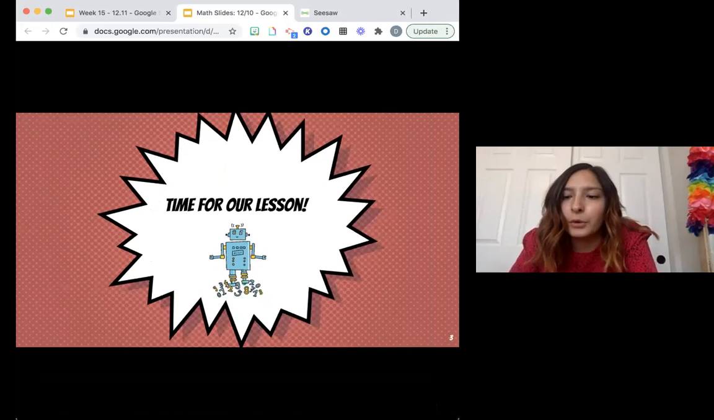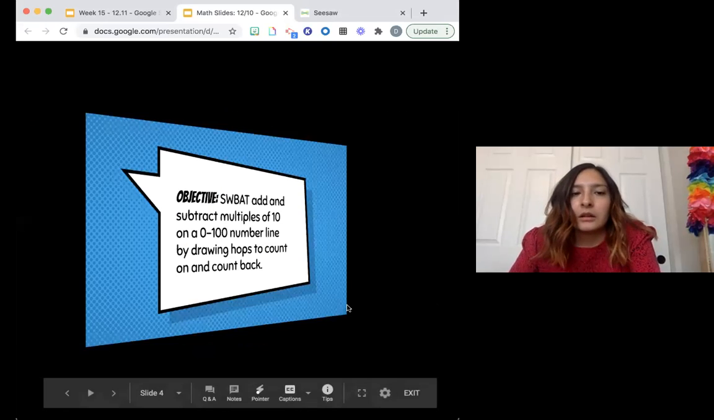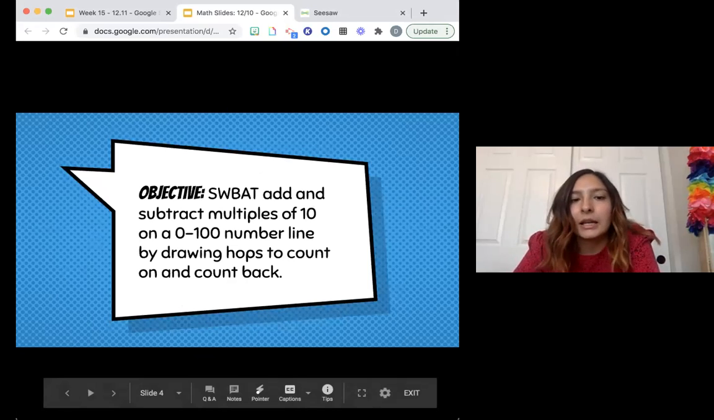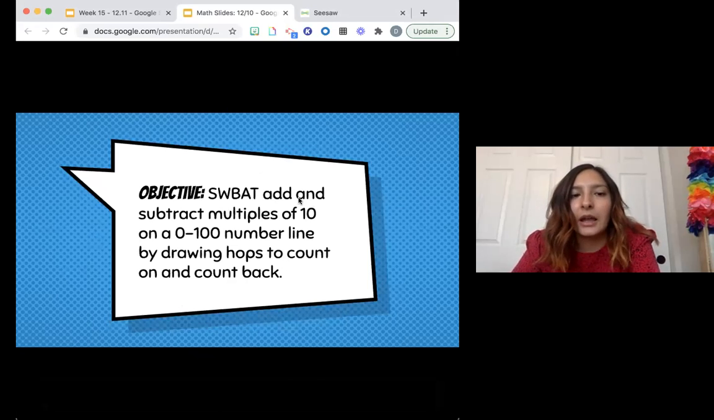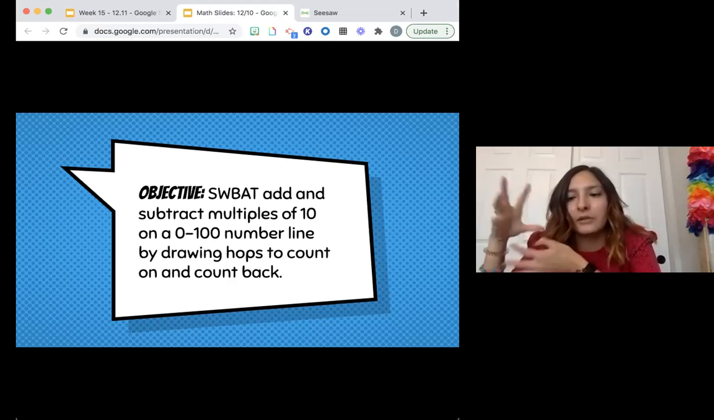Now, today, we will work with the number line from 0 to 100 by tens to help us practice adding and subtracting using the strategies of counting on and counting back. Our objective today is students will be able to add and subtract multiples of 10 on a 0 to 100 number line by drawing hops to count on and count back. Okay, multiples of 10 is just a fancy way to say that numbers have an equal group or even group of tens, okay?